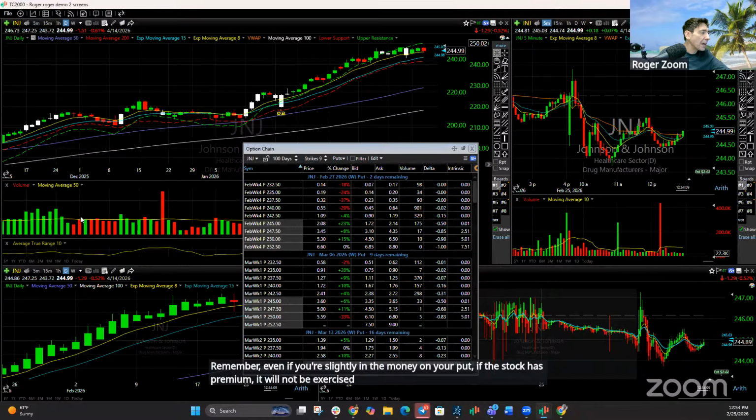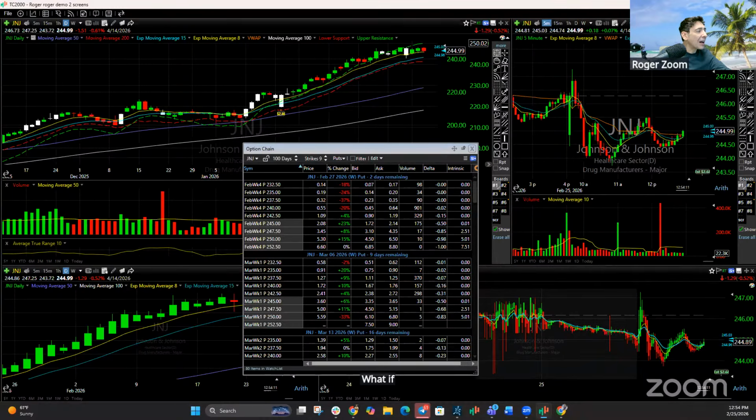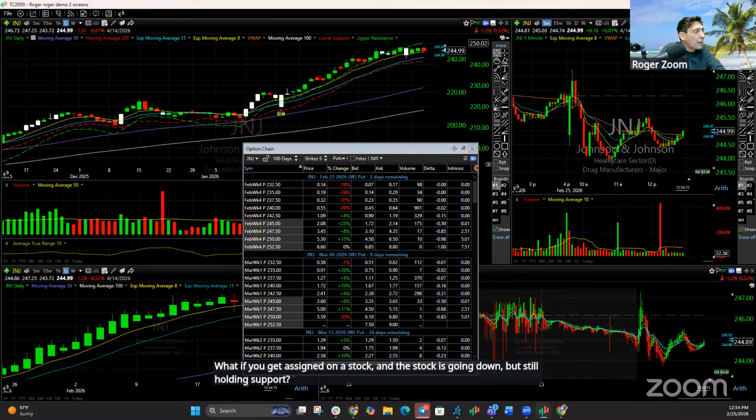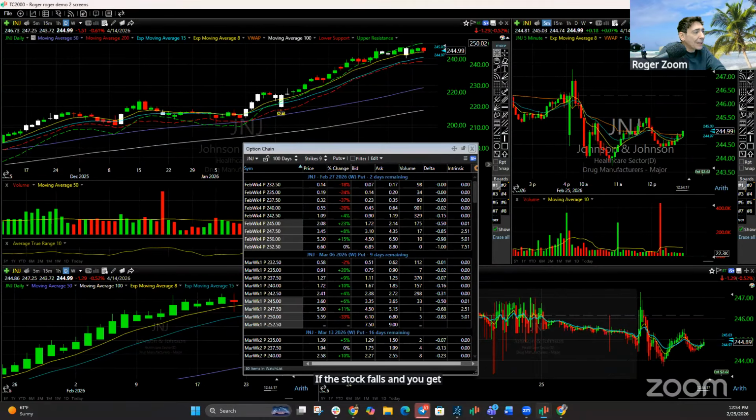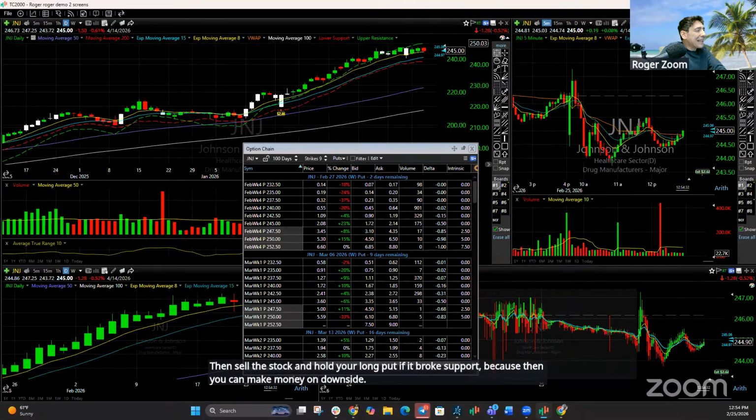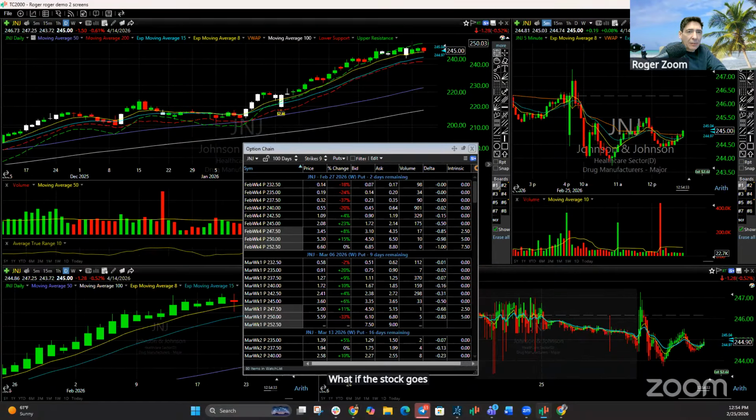What if you get assigned on a stock and the stock is going down but still holding support? If the stock falls and you get assigned at your short price, then liquidate the assigned long, and sell next week's option unless the stock has broken support. Then sell the stock and hold your long put if it's broke support, because then you can make money on the downside.